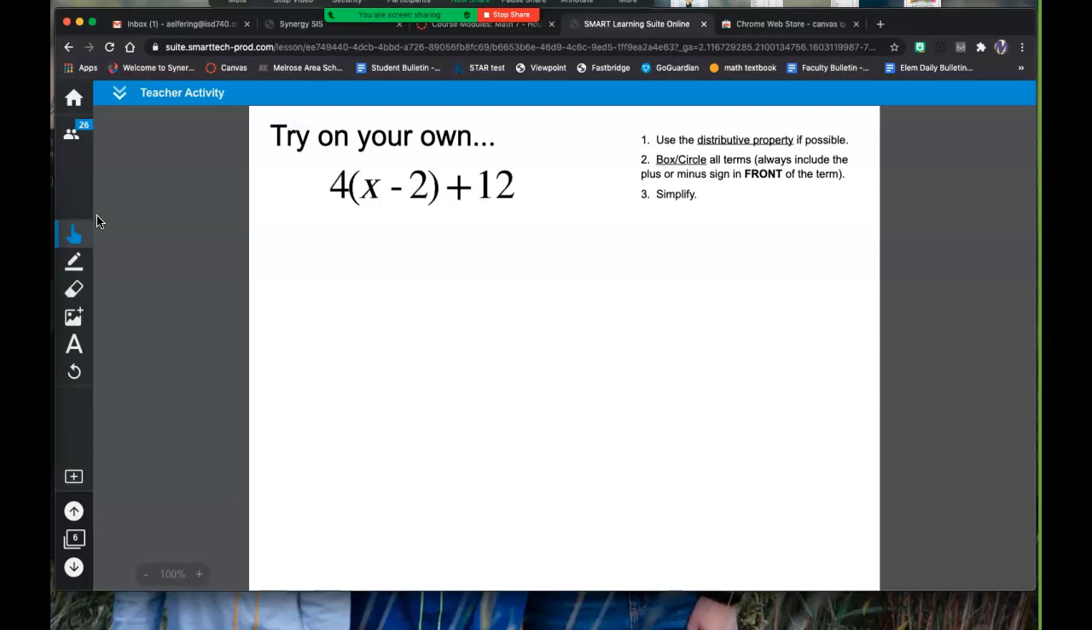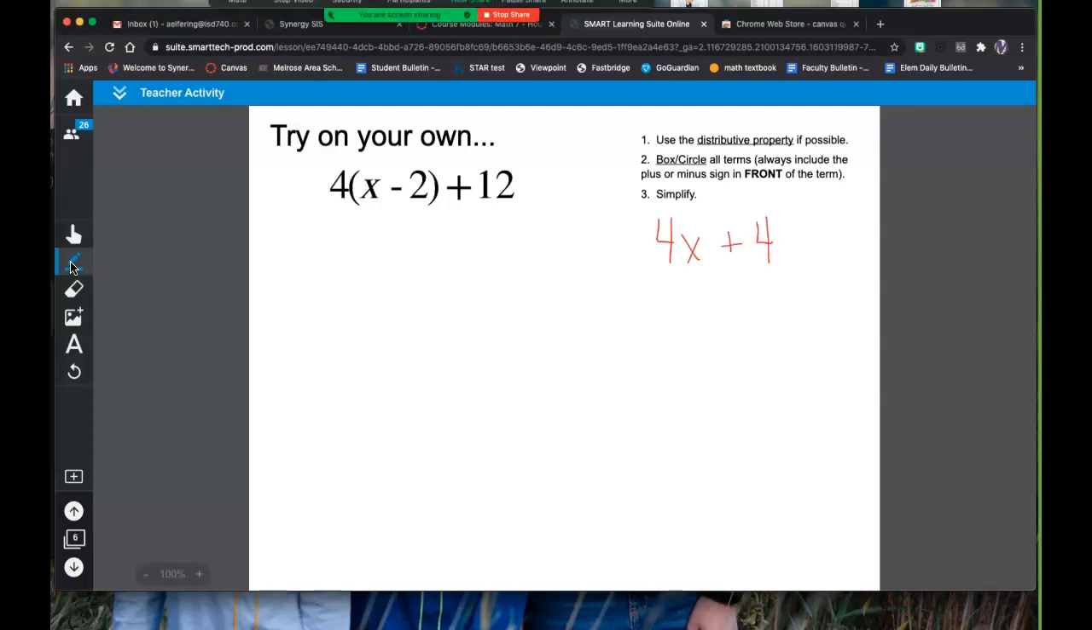Okay, for sake of time, because it's almost lunchtime here, those of you at home, switch your screen again so you can see the correct answer. You should have gotten 4x plus 4 as the correct answer.